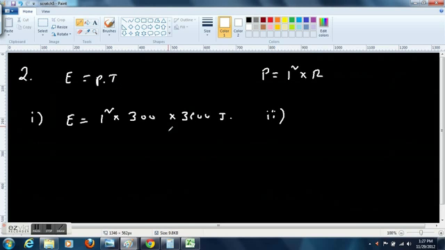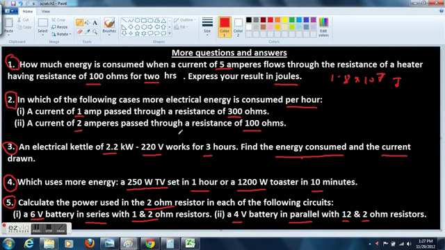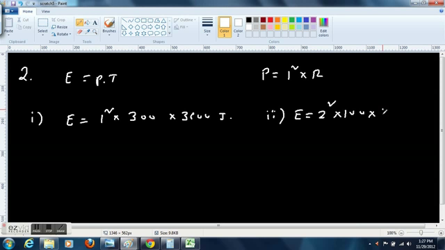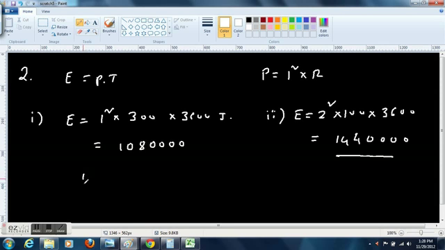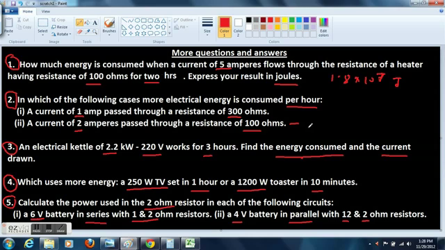In the second case, current flow is 2 ampere, resistance is 100 ohms, and time is 1 hour, which is 3600 seconds. So 2 square multiplied by 100 multiplied by 3600 comes to 1440000, and in the first case it is coming as 1080000. So definitely in the second case, where the current flow is 2 ampere and resistance is 100 ohm, the energy consumption is more. So more energy is consumed in the second case.